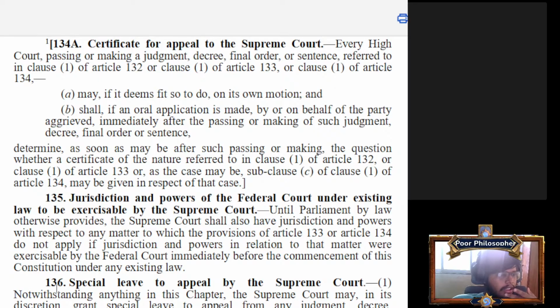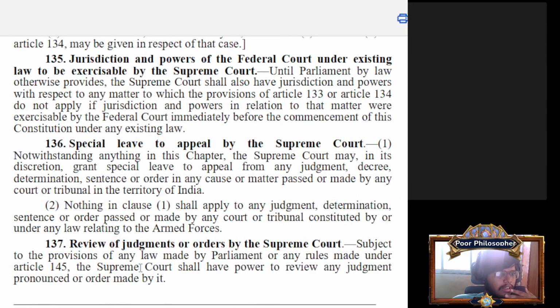Article 136. Special leave to appeal by the Supreme Court. Notwithstanding anything in this Chapter, the Supreme Court may, in its discretion, grant special leave to appeal from any judgment, decree, determination, sentence, or order in any cause or matter passed or made by any court or tribunal in the territory of India.